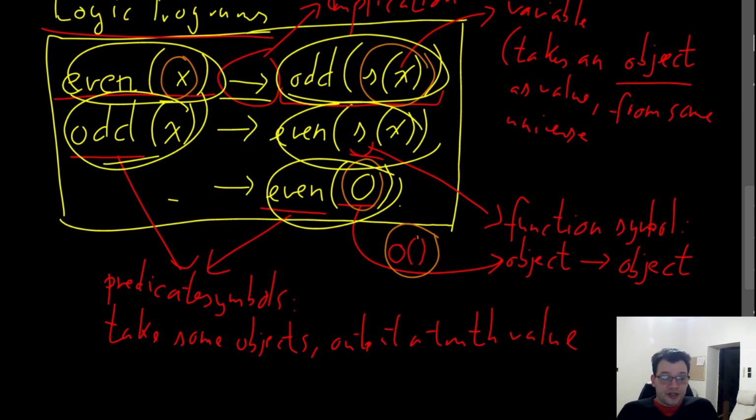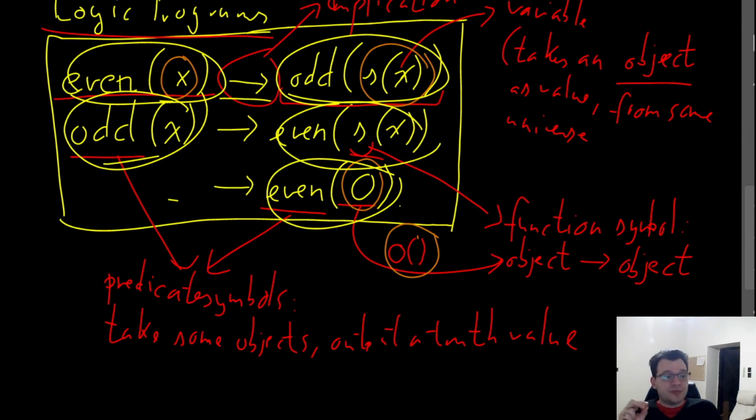So, for example, let's get back to our first example. The first clause says that whenever x is an even number, then x plus 1 is an odd number, and it's true. The second says that if x is an odd number, then x plus 1 is an even number, and that's also true. And the third one says that 0 is an even number. So it means that the first structure is a model of the program.